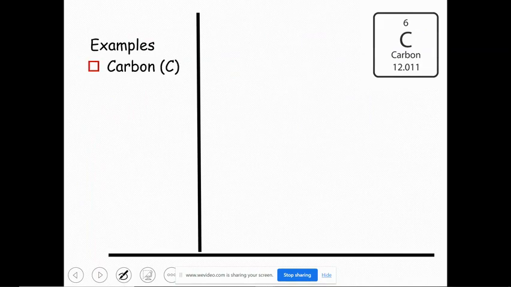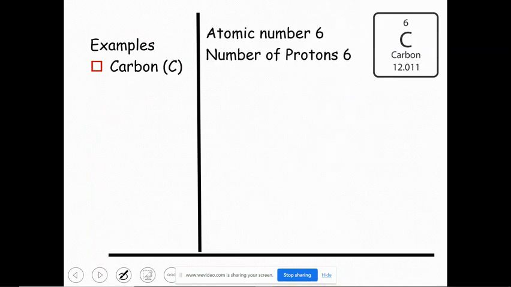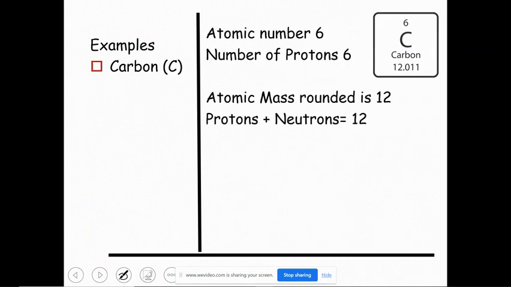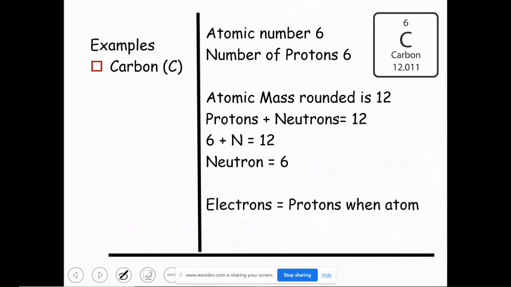All right, some examples here. Take a look. So carbon, in this case, the atomic number is 6, so that means I have 6 protons. The mass number is 12. The protons plus the neutrons equals 12. In this case, the neutrons is 6. Since it's neutral, it also is going to have 6 electrons.